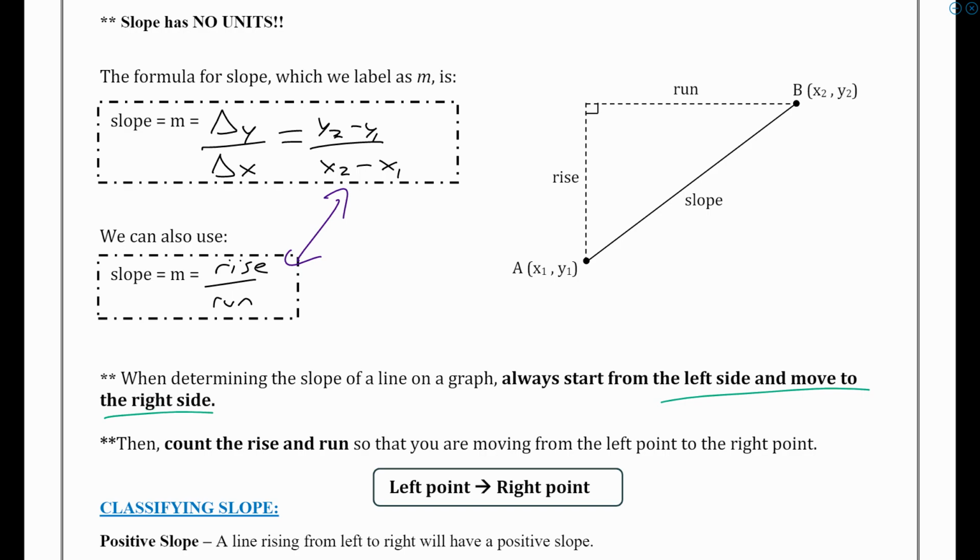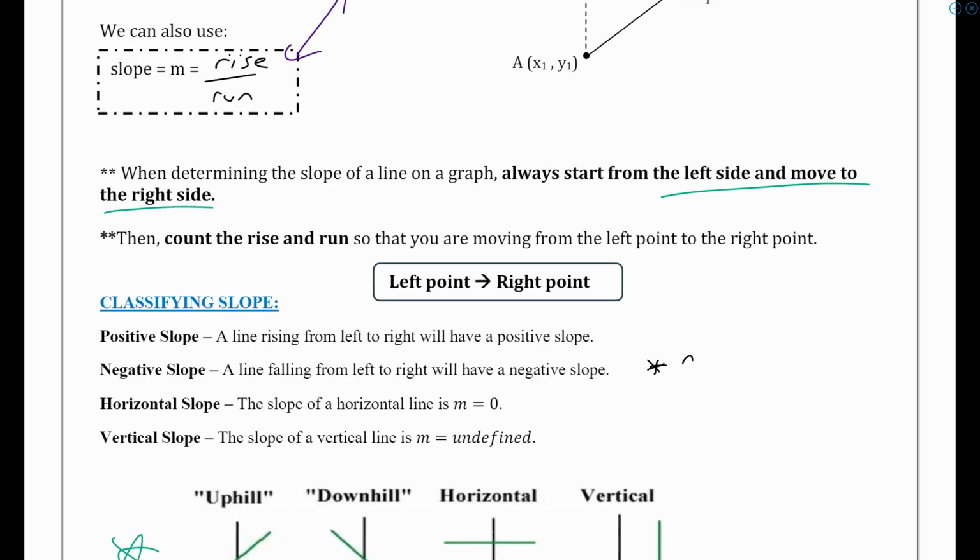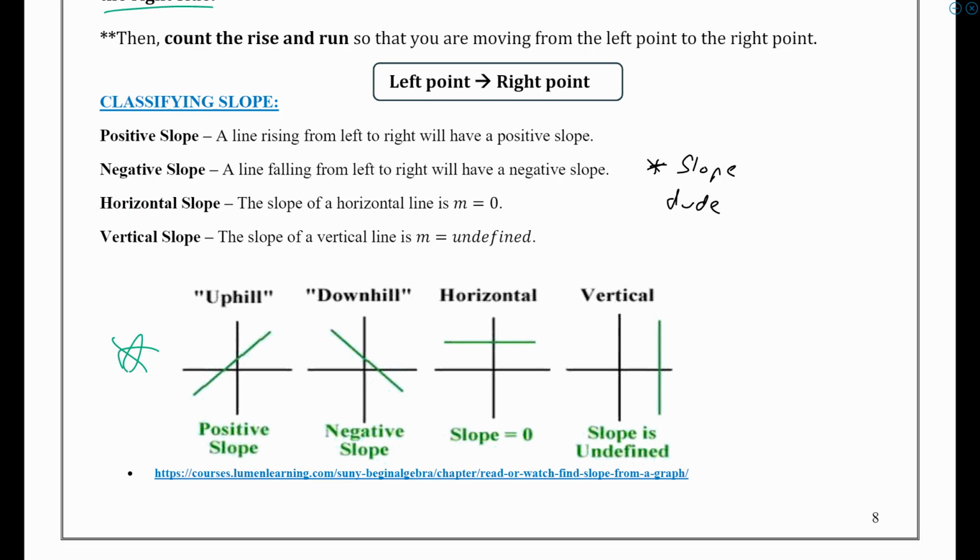Let's just remember our old friend Slope Dude, the Academy Award winning documentary. Uphill, downhill, horizontal, vertical. Cool.